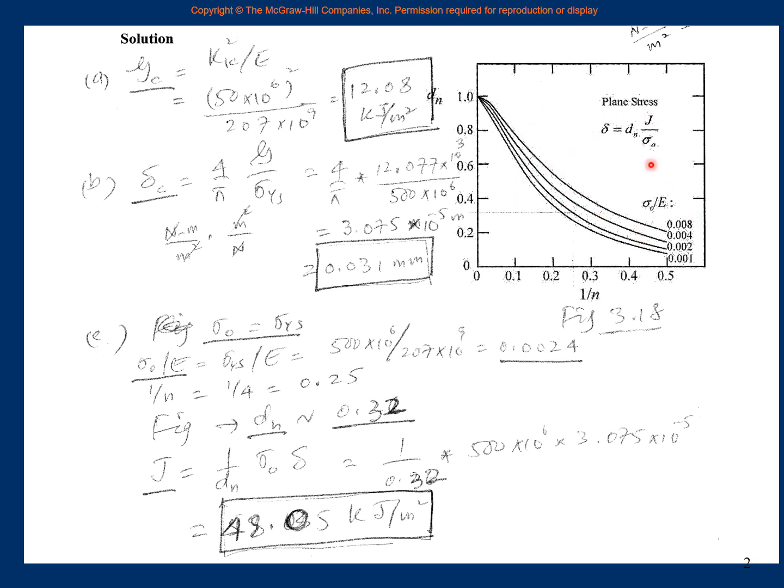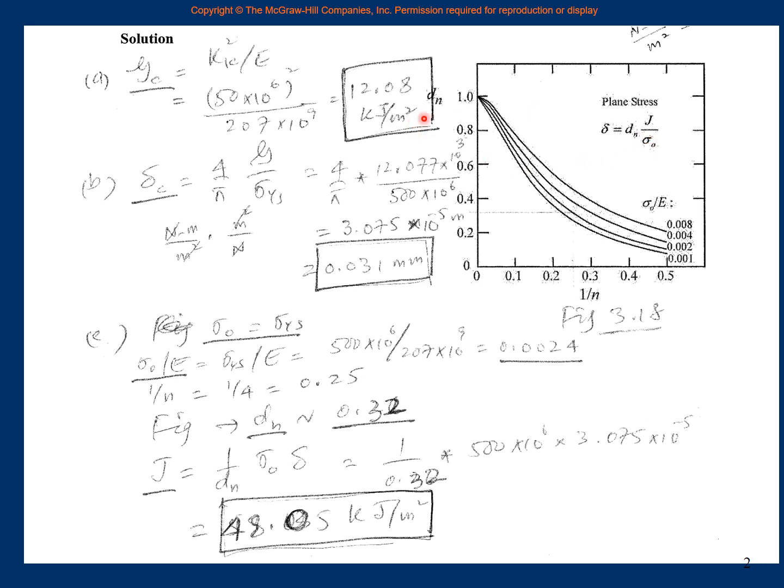So let us see. You have this graph, it is there in the book, right? The values of dn are here, the values of 1 by n are here. Plane stress condition, so this is already important. Delta is equal to dn J upon sigma naught, right? And we were given in the question that sigma naught should be taken as the yield stress.